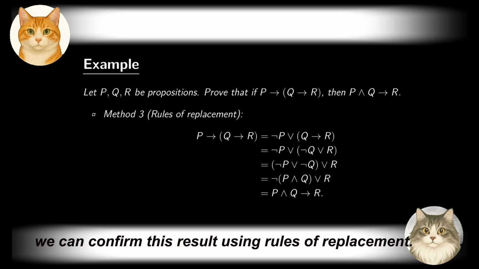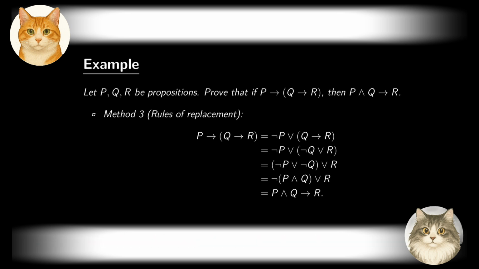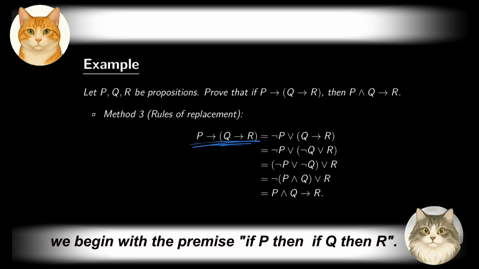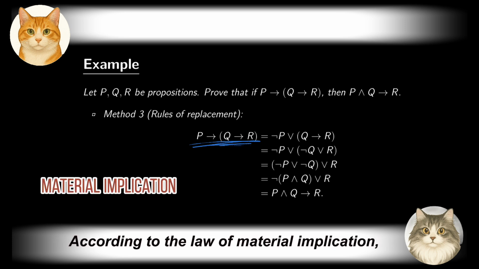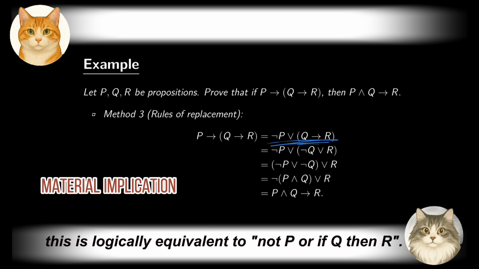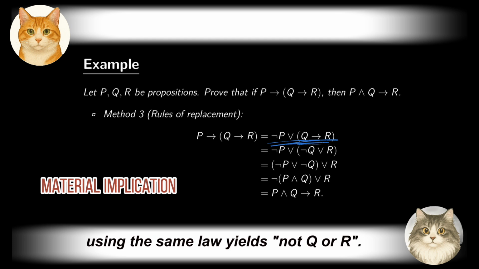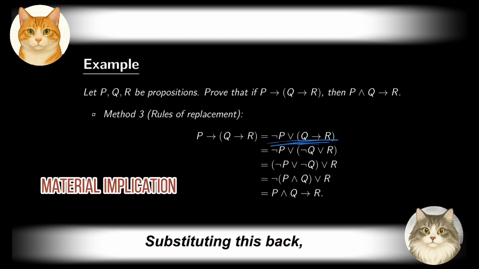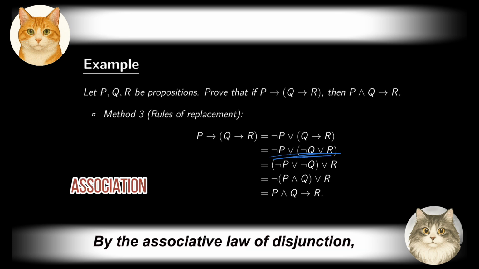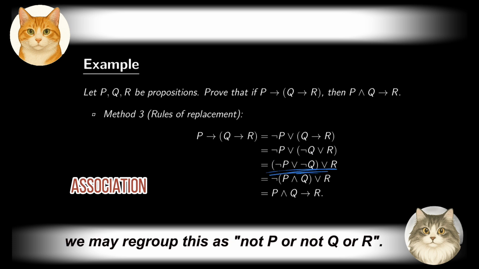Alternatively, we can confirm this result using rules of replacement. We begin with the premise if P, then (if Q, then R). According to the law of material implication, this is logically equivalent to not P or (if Q, then R). Rewriting if Q, then R using the same law yields not Q or R. Substituting this back, the entire expression becomes not P or (not Q or R). By the associative law of disjunction, we may regroup this as (not P or not Q) or R.